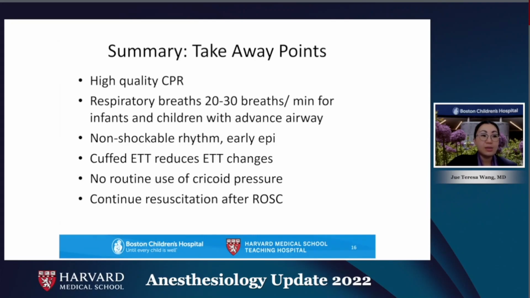Resuscitation does not end with return of spontaneous circulation. Excellent post-cardiac arrest care is critically important to achieving the best patient outcomes. For children who do not regain consciousness after return of spontaneous circulation, this care includes targeted temperature management, continuous EEG monitoring, prevention and treatment of hypotension, hypoxia or hyperoxia, as well as hypercapnia or hypocapnia, all of which are equally important.